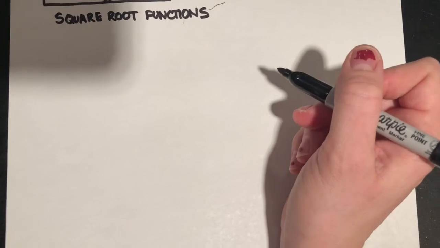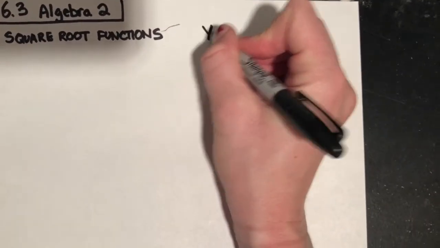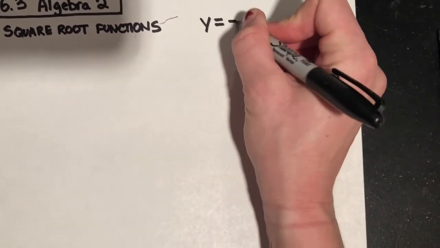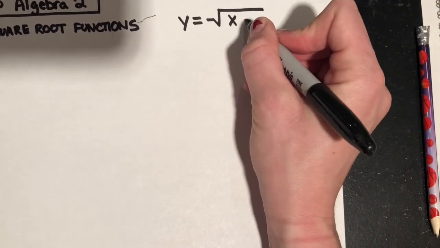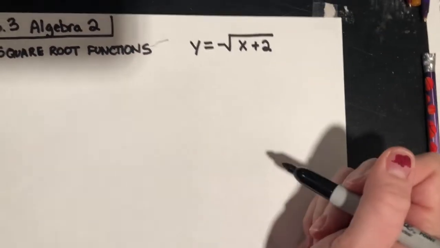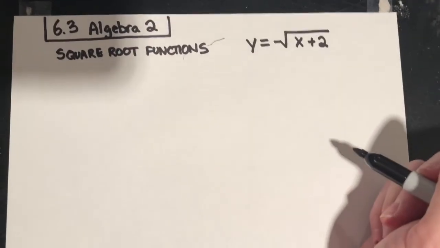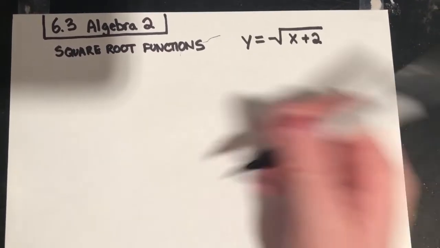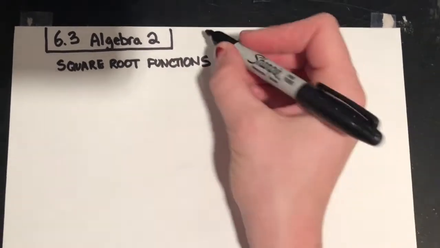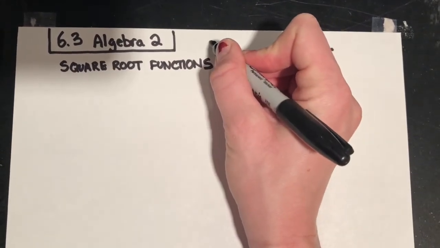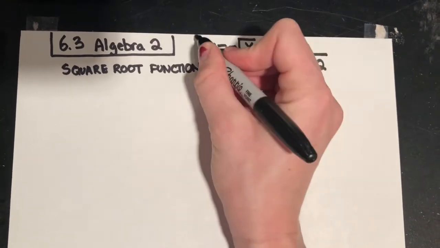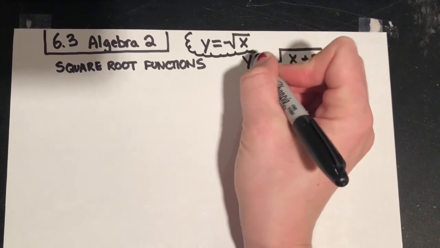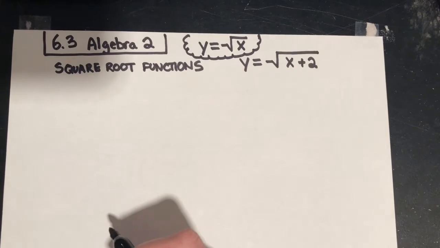And what's a square root function? Well, it has a square root in it. Let's go y equals square root of, let's say, x plus 2. Now, we all know that we have something called parent functions. I've talked about parent functions before. Our parent function for this unit is y equals root x. So that's our parent function right there.